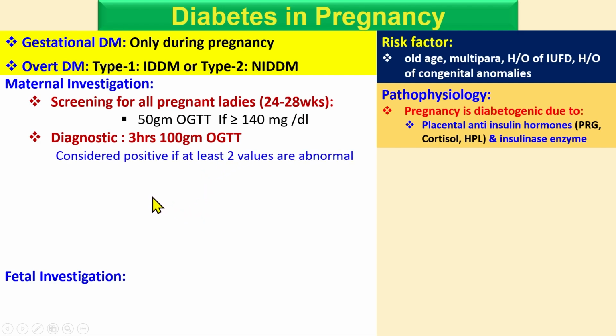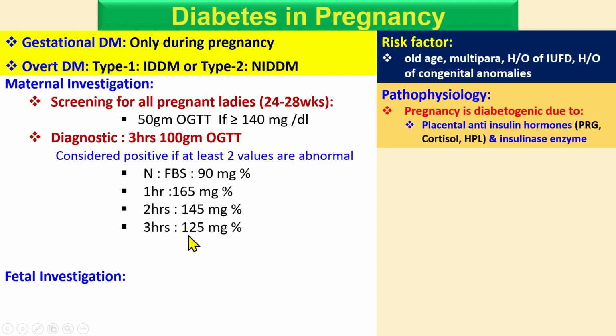You look at 4 values, and if 2 are abnormal, it means diabetic. First is the fasting blood sugar, if it's more than 90, it's diagnostic. At 1 hour if it's more than 165, at 2 hours if it's more than 145, at 3 hours if it's more than 125. If any two values are abnormal, it means gestational diabetes. You can also check the HbA1c, because it gives the data of 3 months.